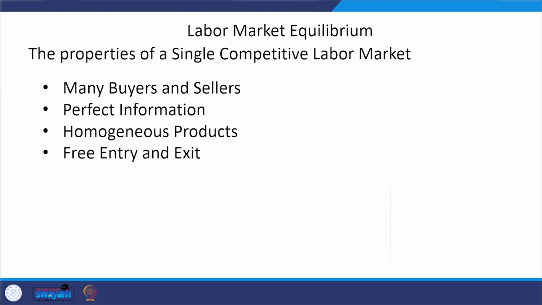Further, the fourth property is free entry and free exit. The workers are free to enter or exit the labor market based on their preferences and opportunities, and the firms can enter or exit the industries without any significant barriers. So, the workers and the firms can anytime enter into the labor market, and they can anytime get out of the labor market. This ensures the labor market participants can respond to the changes in the demand and supply conditions without any difficulty.